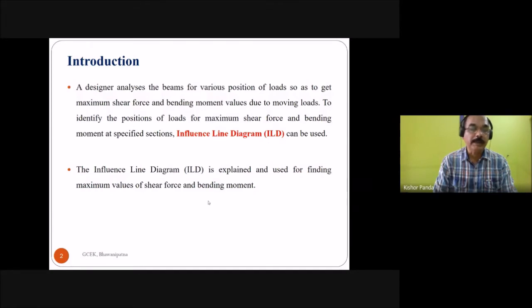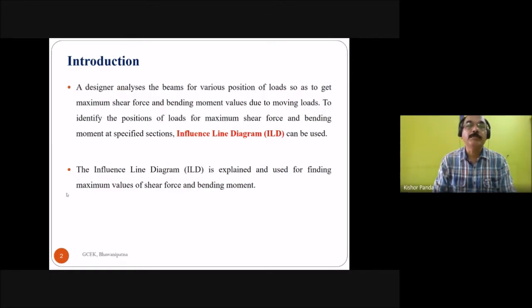The influence line diagram for a specified effect such as support reaction, shear or moment at a specified point may be defined as a curve, the ordinates of which show the variation of that effect caused by the unit load moving across the beam. A designer analyzes the beam for various positions of loads so as to get the maximum shear force and bending moment values due to moving loads.